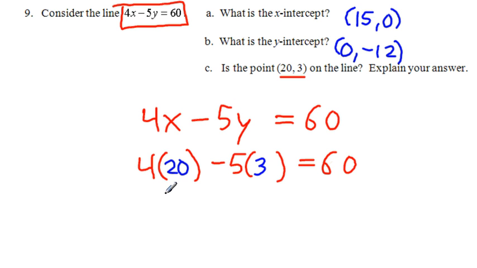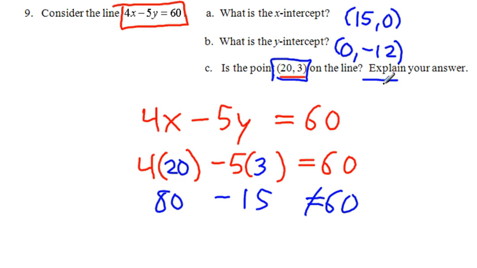4 times 20 is 80. 5 times 3 is 15. And you can already tell 80 minus 15 does not equal 60. So the answer is no, this point is not on the line. When it says explain, you have to explain that when you plug in 20 for x and 3 for y, you should get 60, but you don't get 60. And therefore, this point does not make the equation true, and therefore it's not on the line.